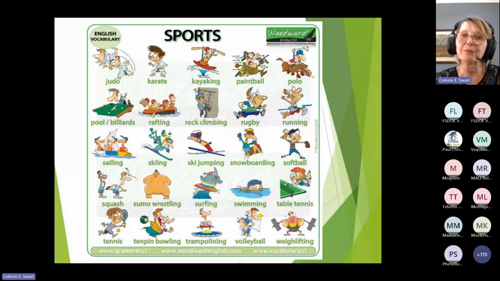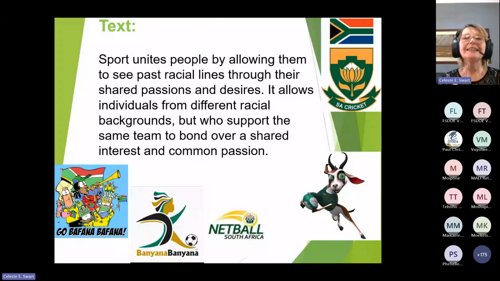Now, here's something about sport. The reason this is here is to make sure that no one feels left out, that you all say, okay, my sport is included, I'm very happy. Because we're going to look at a short passage on sport, and that will also be used for the open-ended questions tomorrow. The text says this: sport unites people by allowing them to see past racial lines through their shared passions and desires. It allows individuals from different racial backgrounds, but who support the same team, to bond over a shared interest and a common passion.